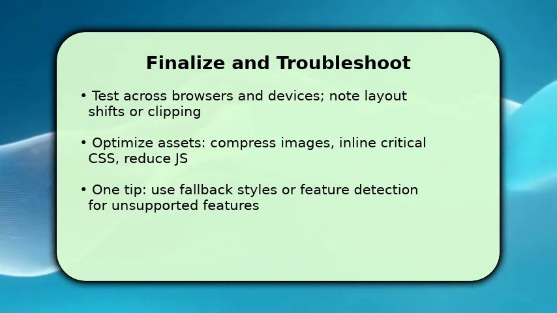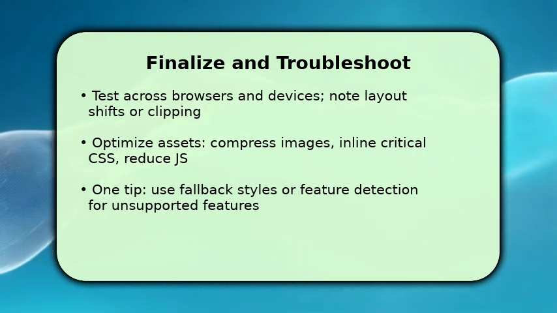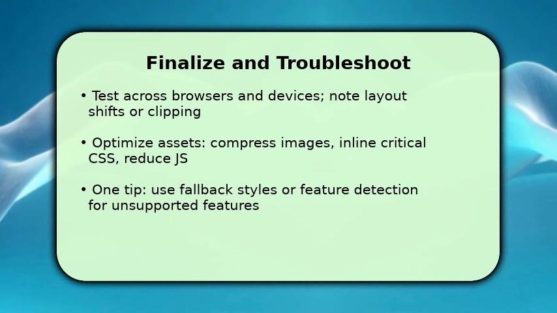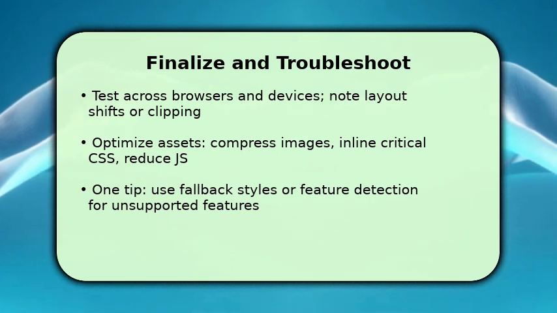Once done, deploy in a staging environment and watch for regressions. If something breaks, use fallback styles or feature detection to gracefully degrade functionality. This single troubleshooting step prevents the widget from failing on older platforms.